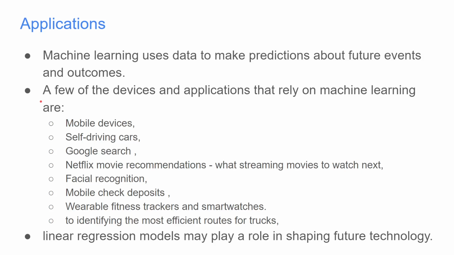Now when it comes to the applications, machine learning uses data to make predictions about future events and outcomes. A few of the devices and applications that rely on machine learning are mobile devices. Mostly everyone is using mobile devices. Mobile devices rely on machine learning algorithms, which collect data on whatever you are using. Then self-driving cars are a good example of machine learning algorithms.